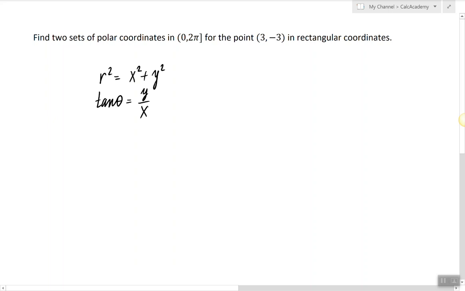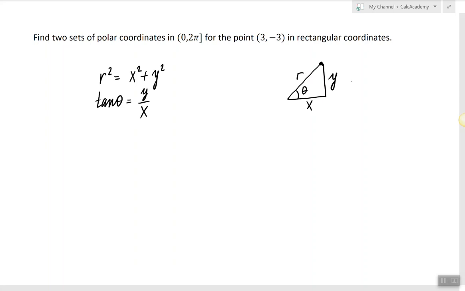Again, it's easy to remember these relations just by drawing out the polar coordinates of a point along with x and y coordinates. So again, by Pythagorean theorem, x squared plus y squared equals r squared, and tangent theta is equal to y over x.